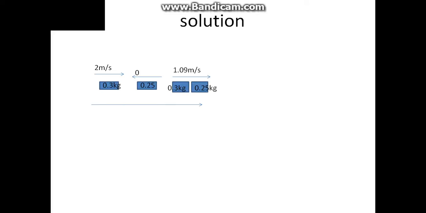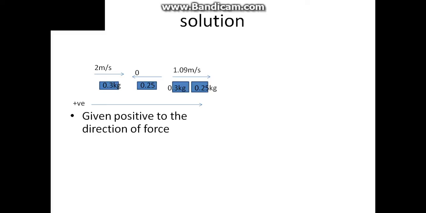Solution: we have that the mass of the train is 0.3 kg, moving at a speed of 2 meters per second, and it collides with a stationary train of mass 0.25, and the two of them now get a common velocity of 1.09 meters per second. Do you think you can pause and see if you can get this as the common velocity? If not, okay, let's show you how.